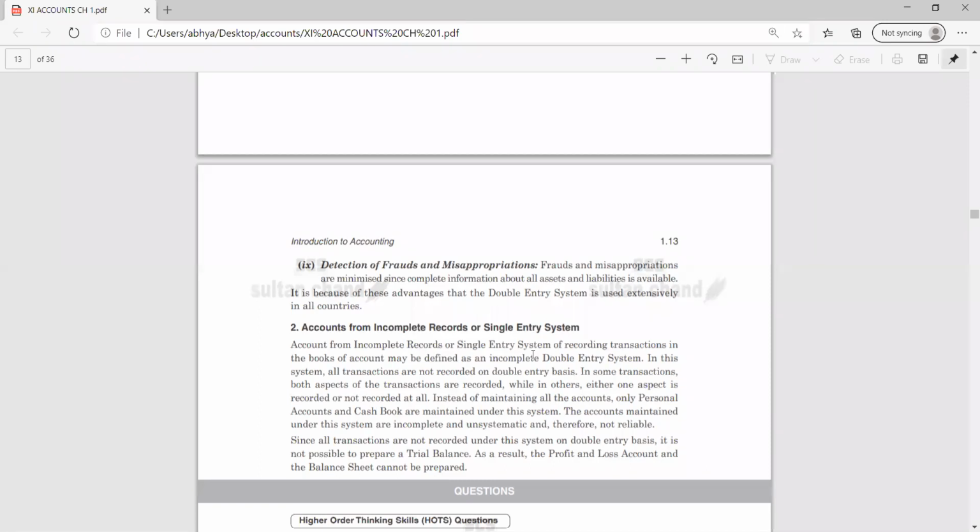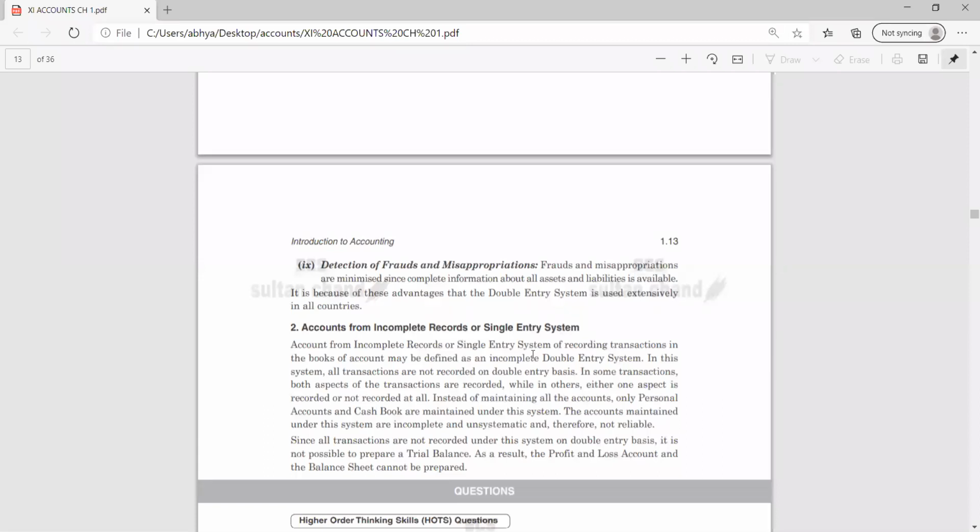One aspect, either the debit aspect or the credit aspect. But saying it like this is wrong. Accounts from incomplete records, or the single entry system, is basically followed by the small businessman who may not have the complete knowledge of the double entry system.